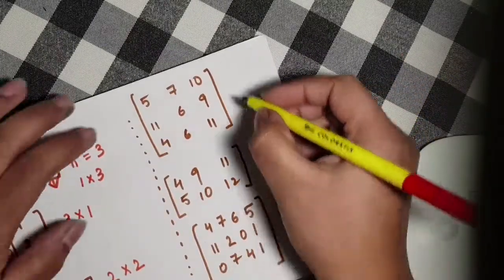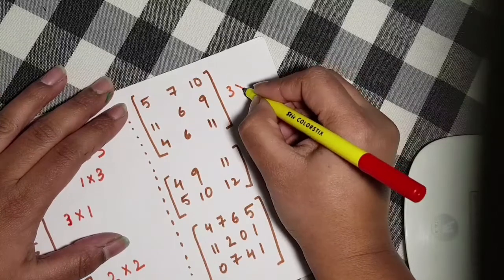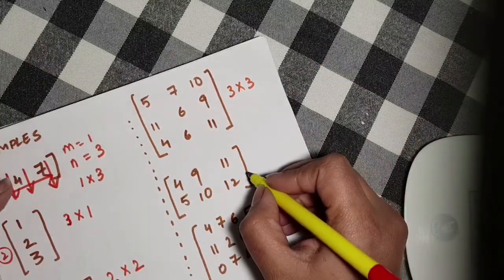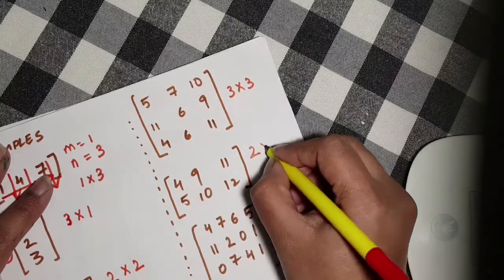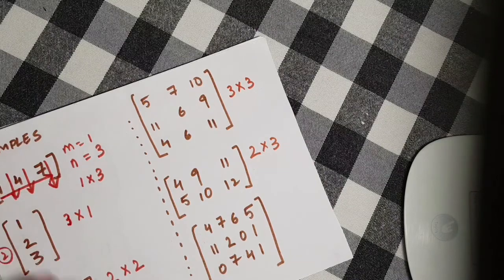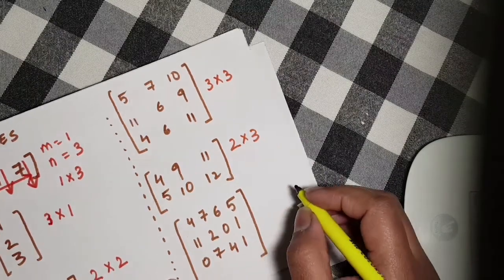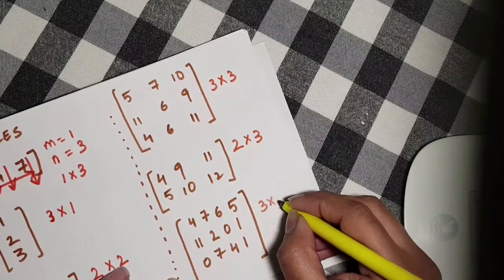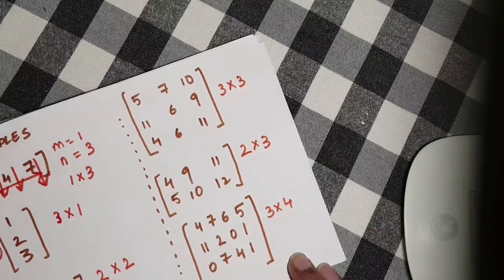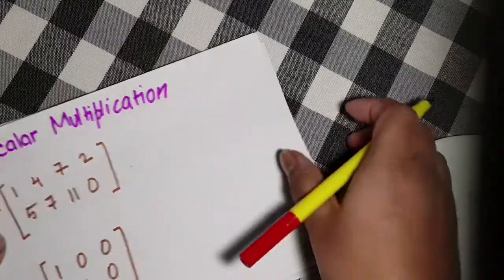The fourth example has 3 rows and 3 columns, therefore of the order 3 by 3. The fifth example has 2 rows and 3 columns, therefore of the order 2 by 3. The sixth example has 3 rows and 4 columns, therefore of the order 3 by 4. I hope that was clear.